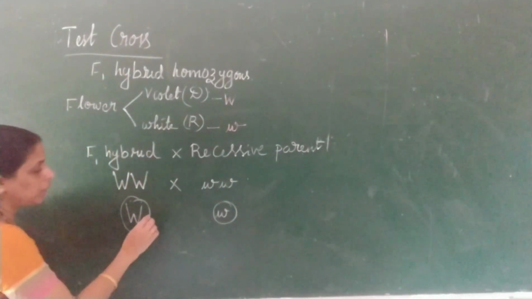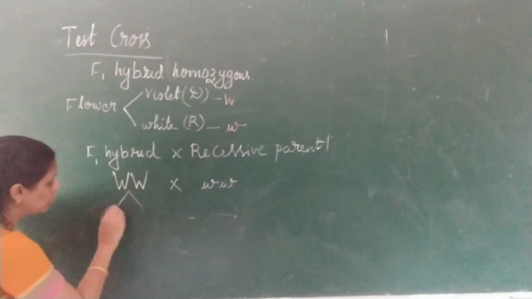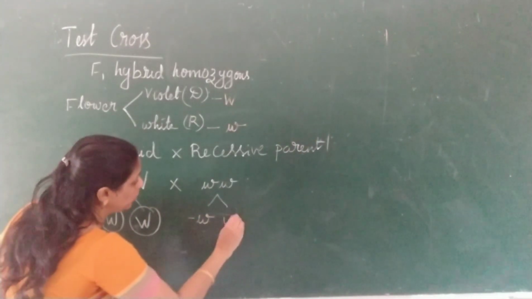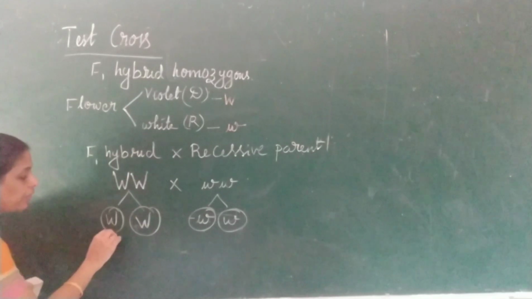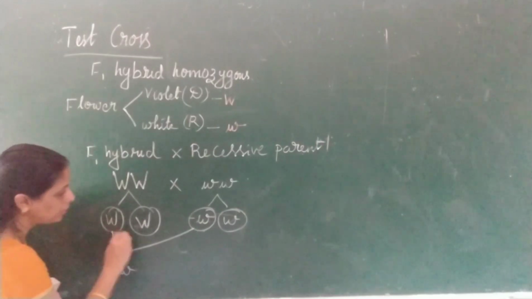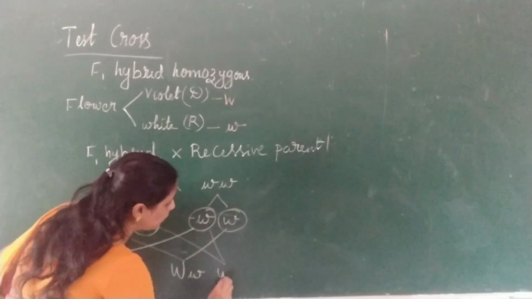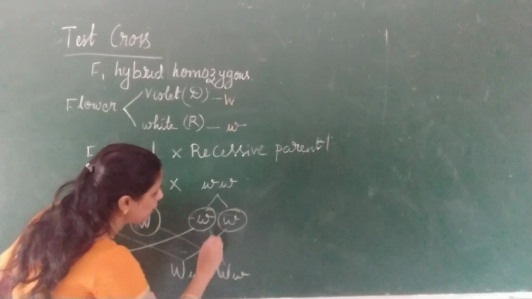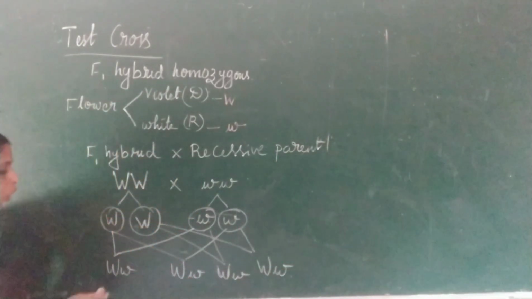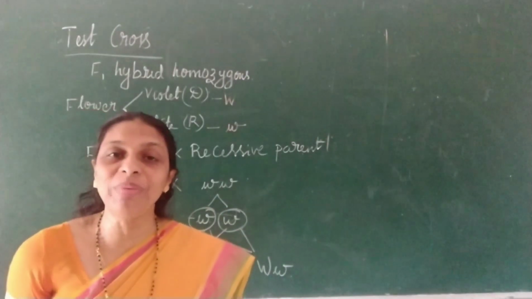So we get, this produces 2 capital W. This produces 2 small w, right? Now when we cross this, what happens? Capital W, small w. Then next will be this, that is again capital W, small w. Here capital W, small w, right? And this one capital W, small w. What does it mean? All the plants produced will be having violet flowers only. All the plants will be having violet flowers.